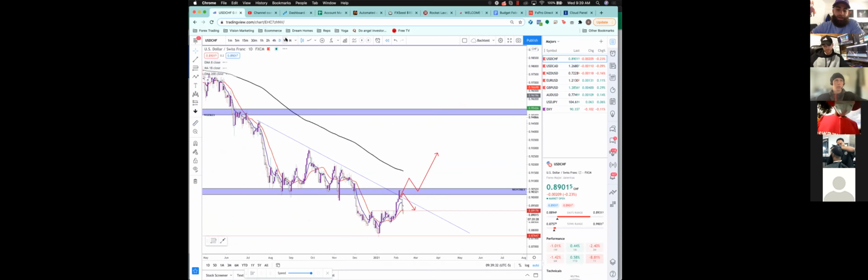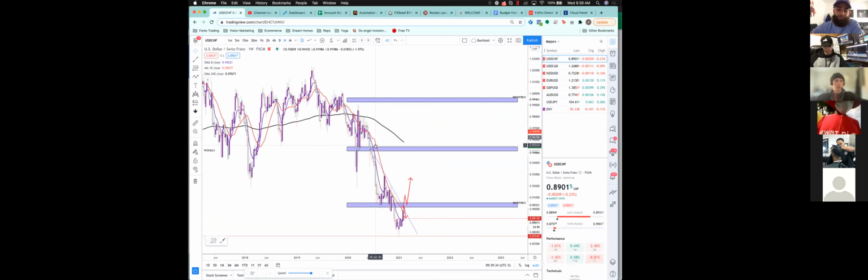Let's go over to USEF first, because I'm actually lining up. I'm trying to see if it finds some support here, but the dollar is just tanking right now. Not looking good for the dollar. So let's go up to the weekly time frame.